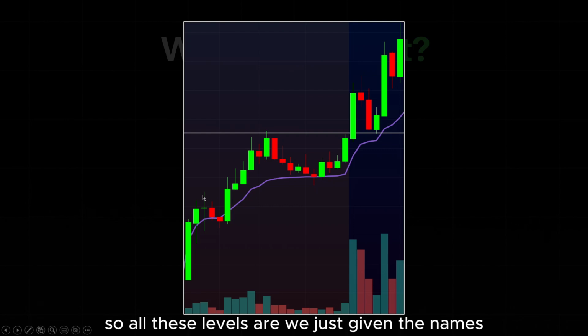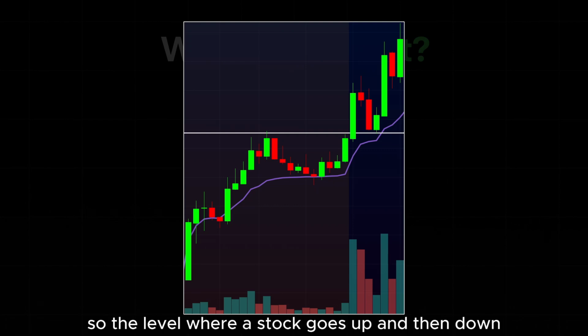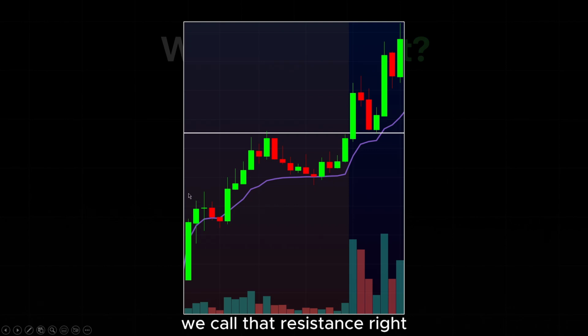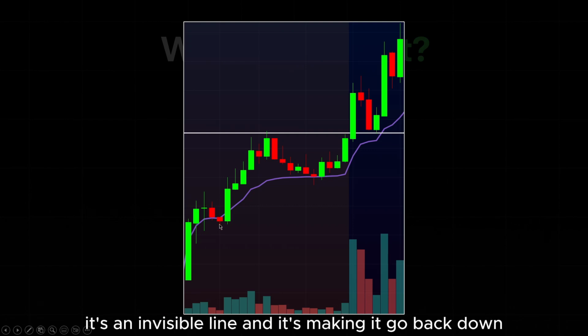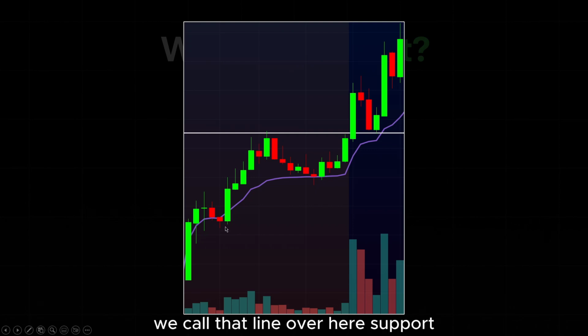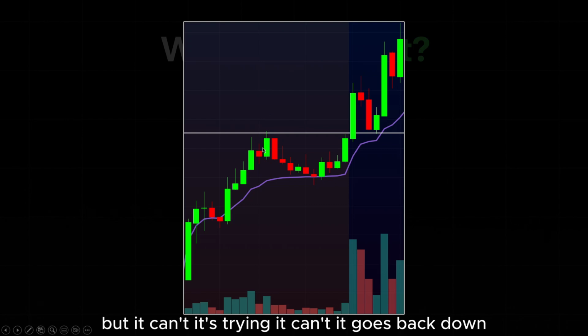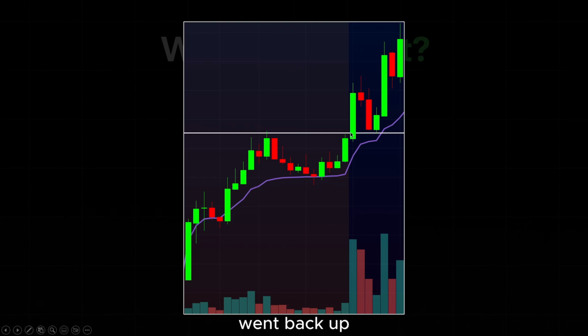All these levels, we've just given them names. The level where a stock goes up and then down, we call resistance. The stock is trying to go up, but something is resisting it. It's an invisible line making it go back down. When the stock bounces back up, we call that line support. Support is like it's supporting the stock, supporting it to go up. This would be called resistance, because the price wanted to go up but can't. It's trying, it can't, and it goes back down. This over here would be called support, because it bounced off of it and went back up.